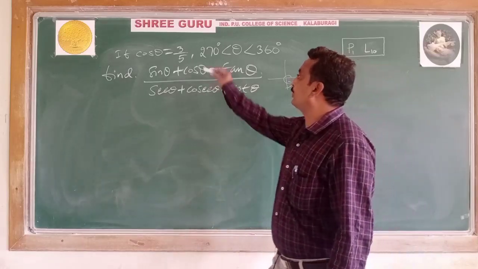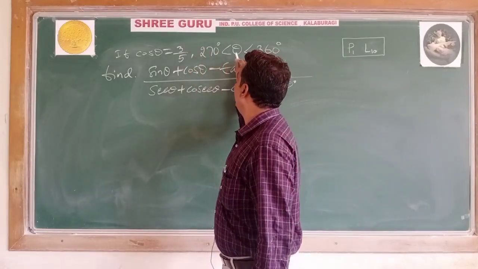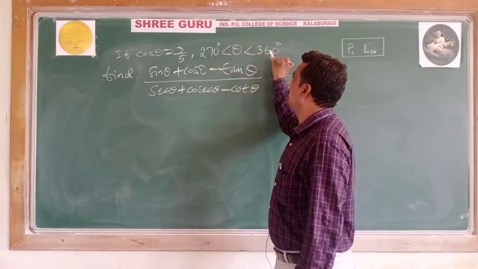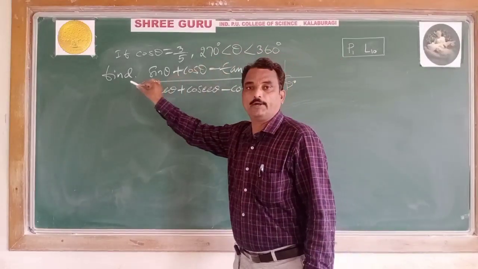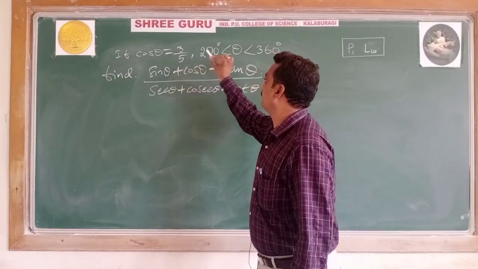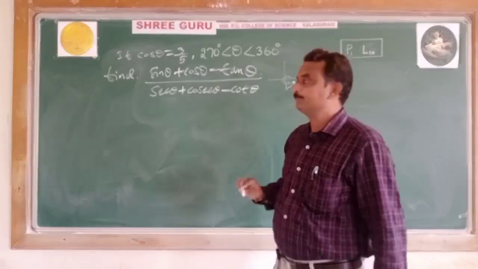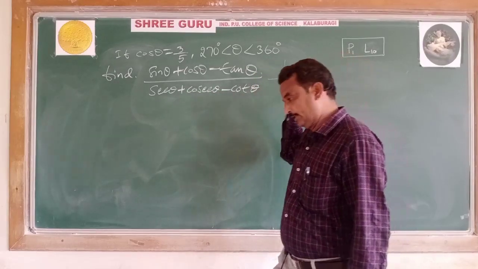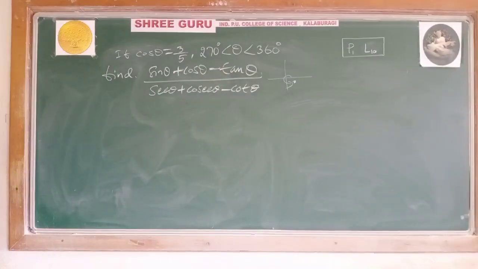If cos theta is equal to 3 by 5, a positive value, and theta lies between 270 to 360 degrees, more than 270 and less than 360 degrees, find the value of sin theta plus cos theta minus tan theta, divided by sec theta plus cosec theta minus cot theta. This is the question.